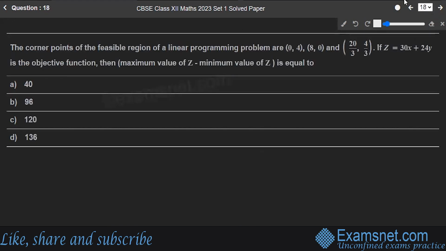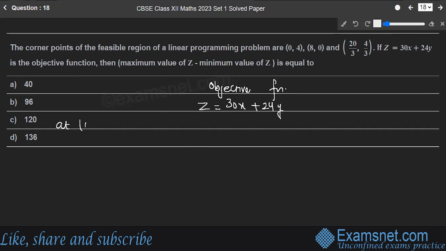Next is question number 18. The corner points of a feasible region of a linear programming problem are (0, 4), (8, 0), and (20/3, 4/3). If z = 30x + 24y is the objective function, then the maximum value of z minus the minimum value of z is equal to. Fine. So you're having the three coordinate points and the objective function is z = 30x + 24y.